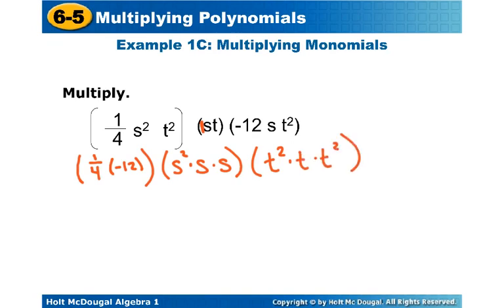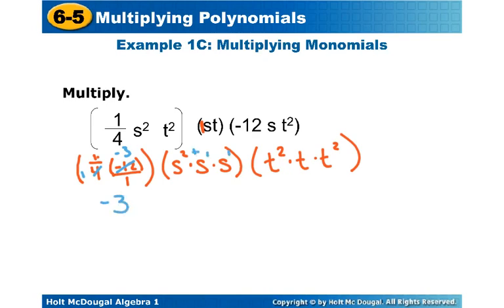Okay? Now remember, you can take any whole number and write it over 1. Well, if you multiply straight across, you get -12 over 4. Or if you're like me and you simplify along the diagonal, I have 4 and -12. So 4 goes into -12 -3 times. 1 times -3 is -3. 1 times 1 is 1. So this now becomes -3.